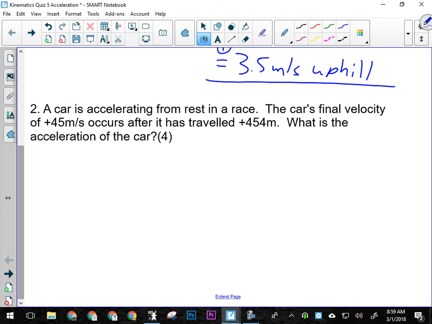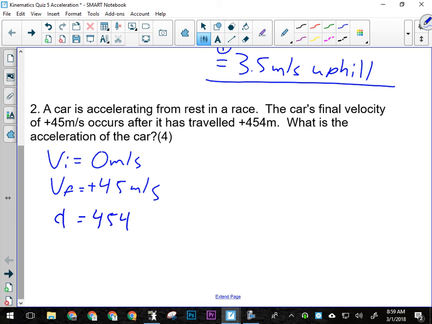For question number 2, we have a car that's accelerating from rest. So they tell us VI, 0 meters per second. The car's final velocity is 45 meters per second after it has traveled 454 meters. Also in a positive direction. What is the acceleration of the car? All right, 1 mark for Givens.